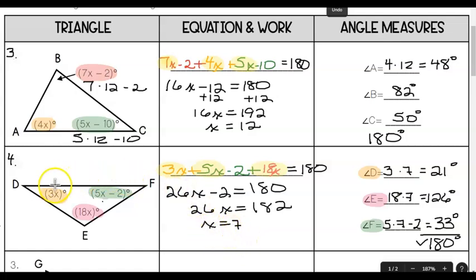And then I went back over here and plugged in x for each one. For D, it was 3 times 7, which is 21. For E, it was 18 times 7, which is 126. And for F, it was 5 times 7 minus 2, and that's 33. And I added all of them together just to make sure they all added up to 180.